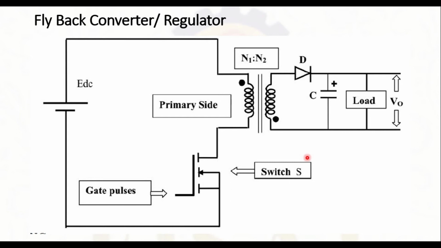These flyback converters can be used as either step up or step down converters, depending upon the number of turns in the secondary, we can use them either for stepping up or stepping down. So here the expression for output voltage is equal to D divided by 1 minus D times the voltage across the secondary.